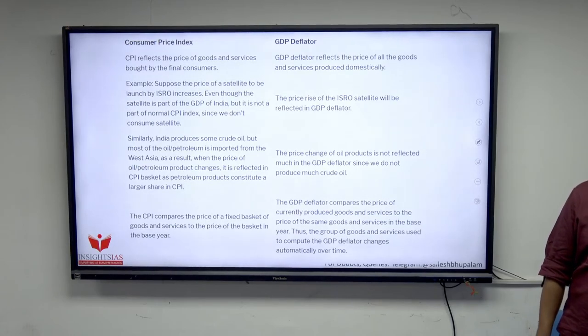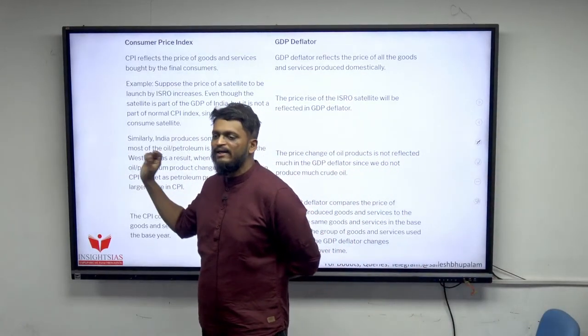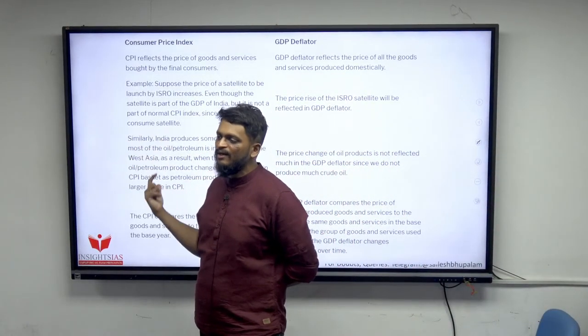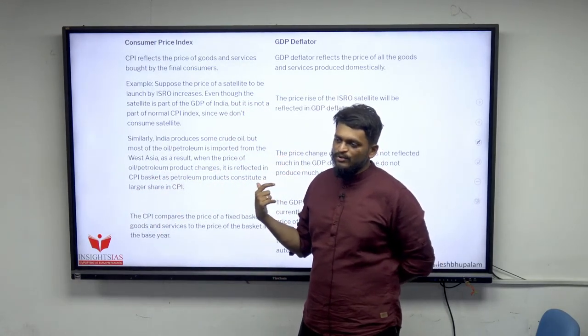You understood? And some other things people are buying, an imported good is not added into GDP deflator because it is not added into GDP. Imported good means where is it produced? Outside the territory of India. In GDP, what do we add? Only whatever is produced inside the territory of India is added. That means in GDP deflator, whatever is not added in GDP is not added. But in CPI, even oil, if it is produced outside the country, it has to be added in CPI because it is one thing that a person buys, petrol, diesel, etc. But it cannot be added in GDP deflator because that oil was not produced in India.